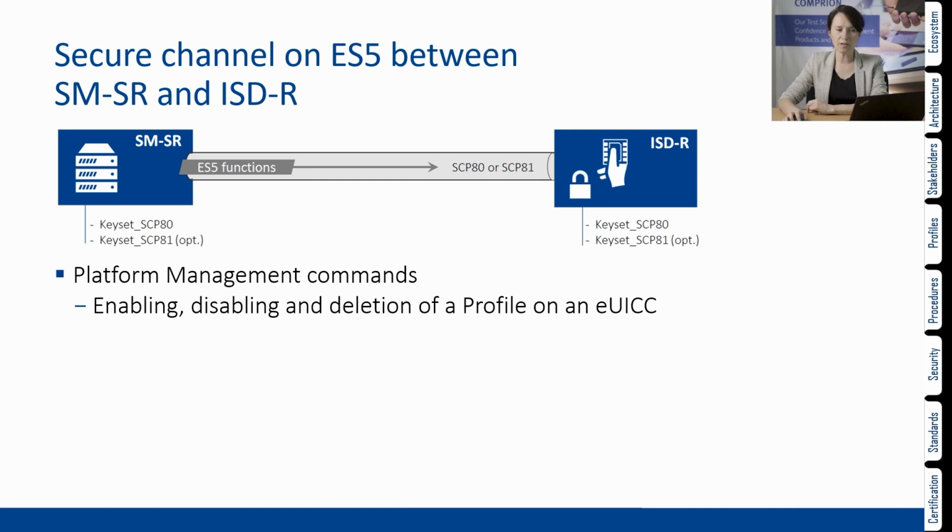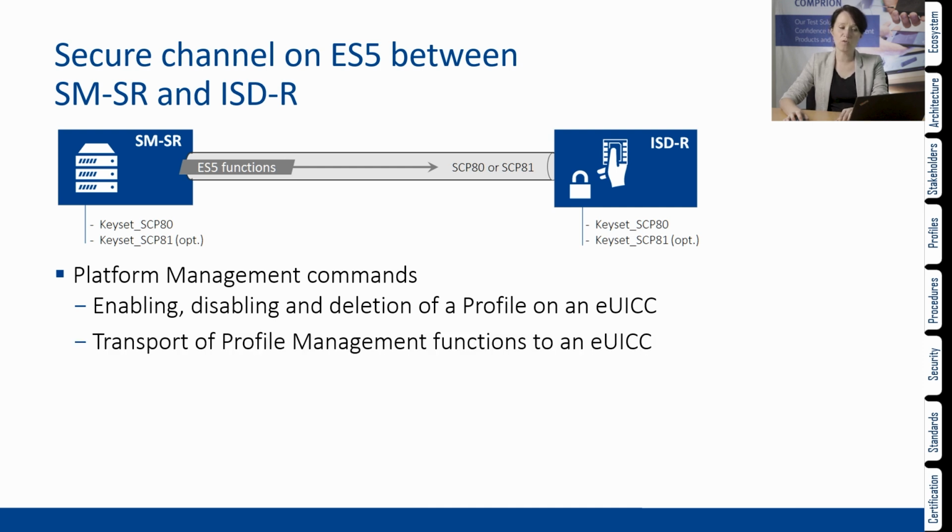Let's take a look at the secure channels. The secure channel on the ES5 between the SMSR and the EUICC, or actually the ISD-R, is used for the platform management commands of enabling, disabling, and deletion of a profile. It's using the key set for the SCP-80. To establish the key set, SCP-81 can also be used as an algorithm, which is optional, but normally for the small commands of enabling, disabling, and deletion, SCP-80, or SMS actually, is sufficient.